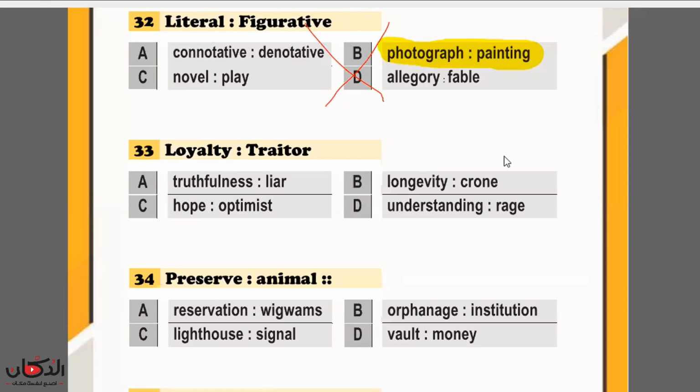Third, 3, loyalty and the traitor. Take care that traitor is a person, a noun, but here the other is not for a person. Isn't it like the opposite? Opposite, yes, but here is a person and this is not a person. Okay, so rage is a person? No. This is not a person. So truthfulness and liar. That's the correct answer.